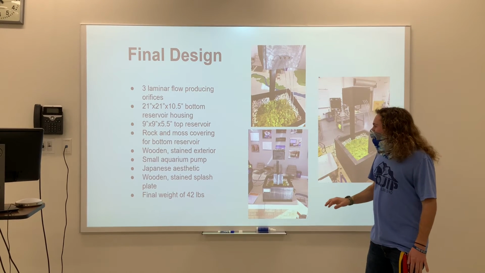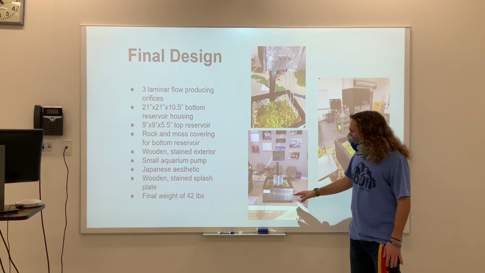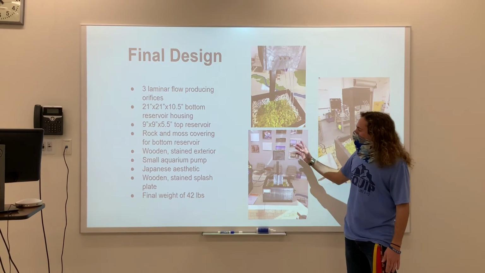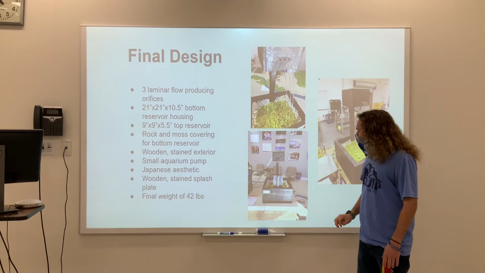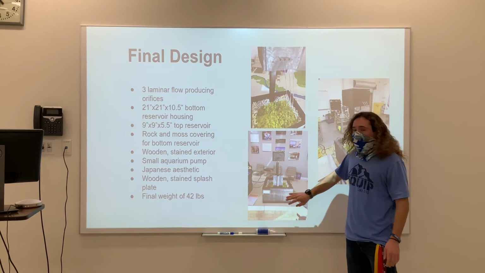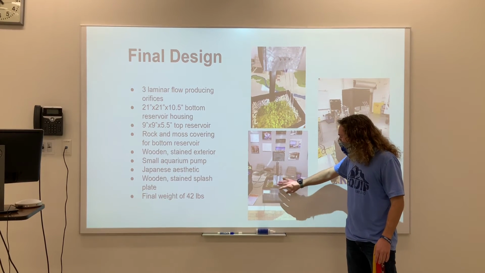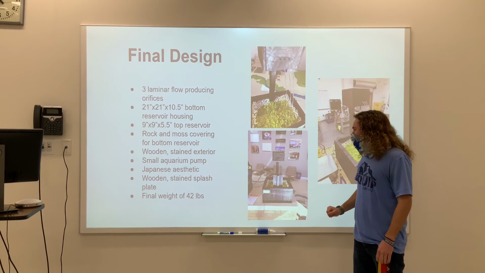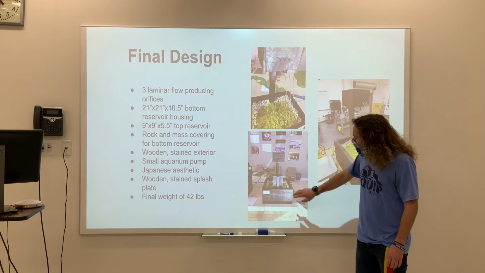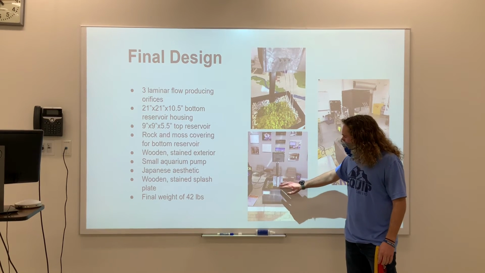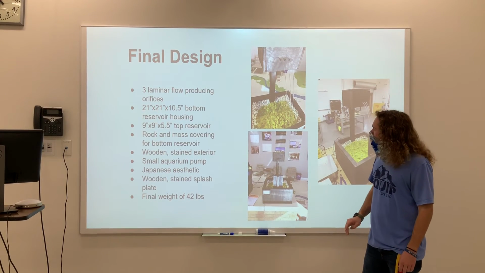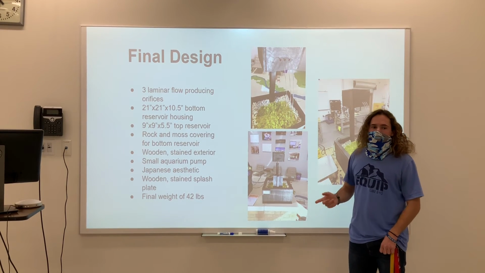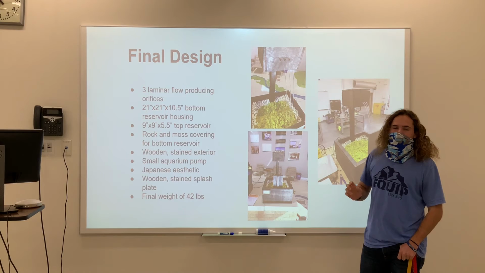We went with a wooden stained exterior, and a small aquarium pump is powering all our water flow. We really wanted to do a Japanese aesthetic, which I believe we achieved from our simplistic design and wood stain. In our final design we also added this wooden stained splash plate. Our final weight for our entire fountain with the water in it was 42 pounds, which is 8 pounds under the maximum weight allowance.